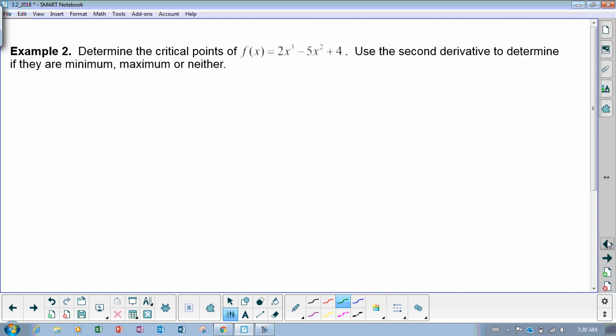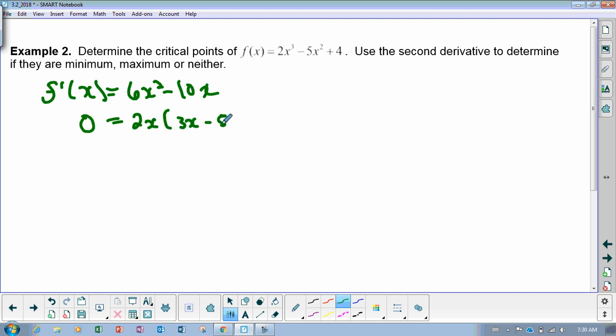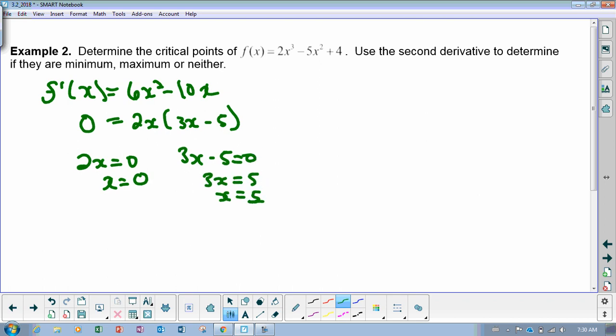So here's an example. Determine the critical points given that function. Use the second derivative to determine if they are minimum, maximum, or neither. All right, so I'm going to start off with f prime. So we get 6x squared minus 10x, and the derivative of 4 is 0 since it's a constant. So we have 0 equals, I'm going to factor out a 2x, 3x minus 5. So I solve for my zeros. So x is equal to 0, and the other value is x equals 5 over 3.